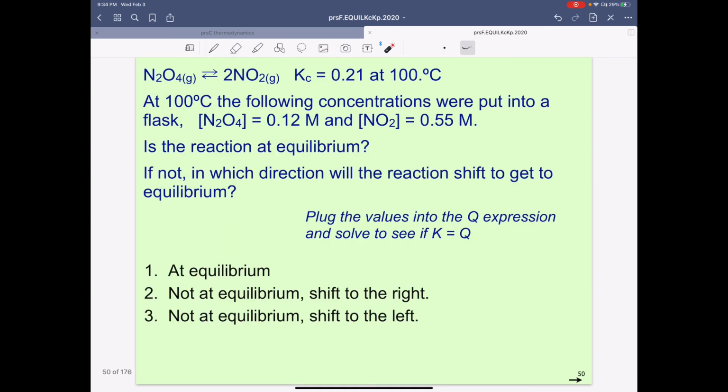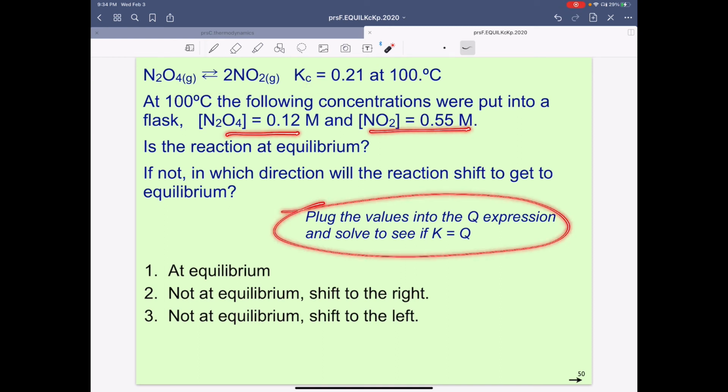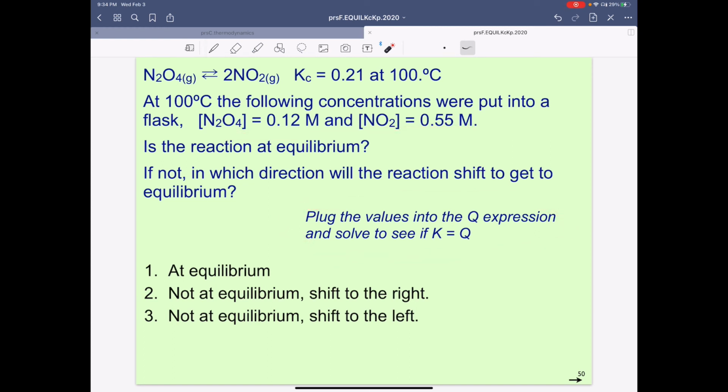So let's try this problem. Here's a reaction telling you what K is, again at a temperature, which we don't really care about, but we've got a K value and we have some initial values. Plug those initial values in and see if you're at equilibrium, and if not, are we going to need to shift to the right, or are we going to have to shift to the left? Pause the video and try that.